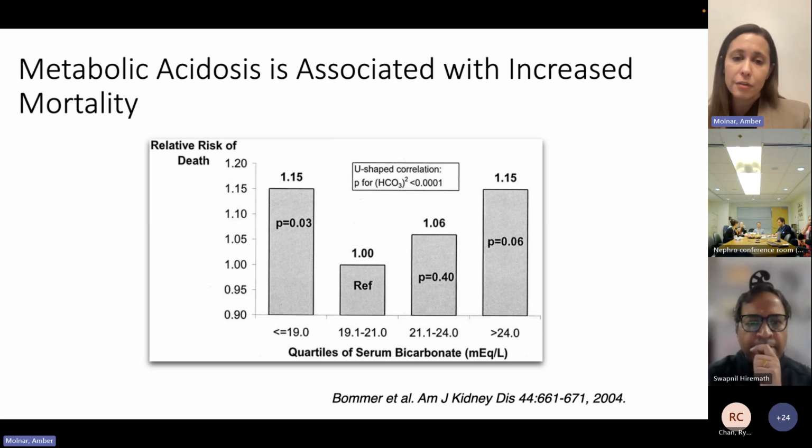And this figure is taken from a DOPPS study. And this study showed that there was the highest risk of mortality in patients in the lowest quartile of pre-dialysis serum bicarbonate. And this result has been replicated in a number of different studies.